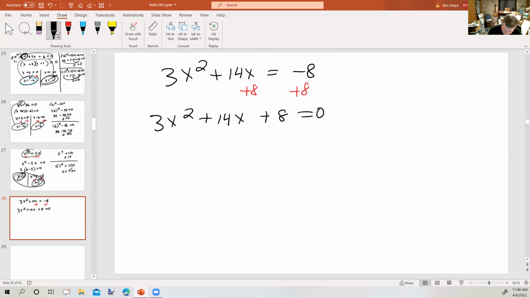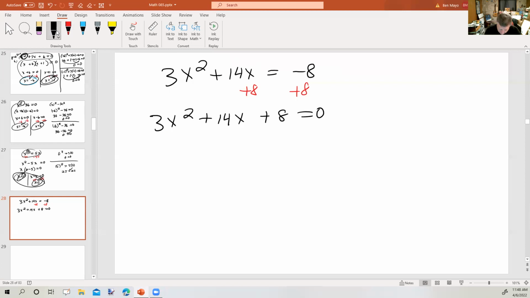Not as easy to deal with. So now I have a second degree equation in standard form. The left side is a trinomial. There's no greatest common factor. It's not a perfect square. It doesn't have a leading coefficient of 1, so I need to factor it either using grouping or trial and check. Do you have a preference?